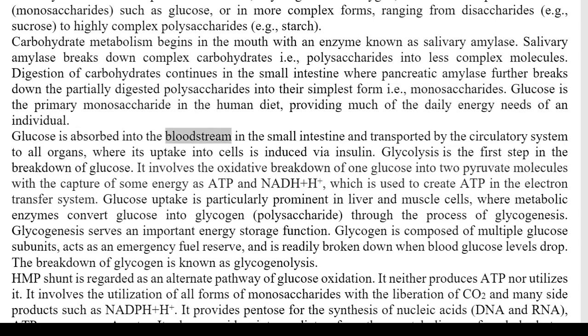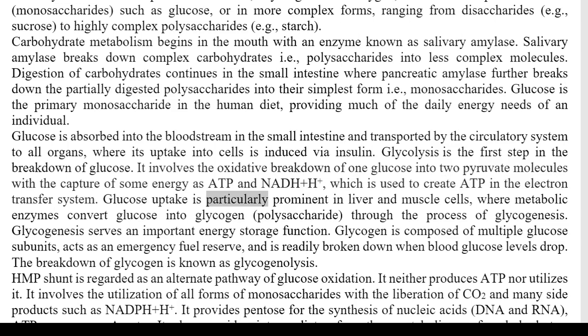Glucose is absorbed into the bloodstream in the small intestine and transported by the circulatory system to all organs, where its uptake into cells is induced via insulin. Glycolysis is the first step in the breakdown of glucose. It involves the oxidative breakdown of 1 glucose into 2 pyruvate molecules with the capture of some energy as ADP and NADH plus H+, which is used to create ADP in the electron transfer system.